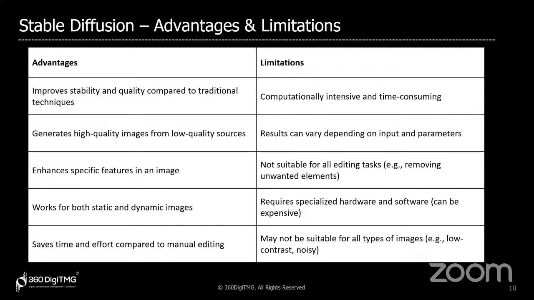But a limitation is that it is computationally intensive and time consuming. Since we are giving text and then trying to generate the image, it will be a time-consuming process. Another limitation is that results can vary depending on the inputs and parameters. Whatever prompt we give, the output generated will depend on that prompt.